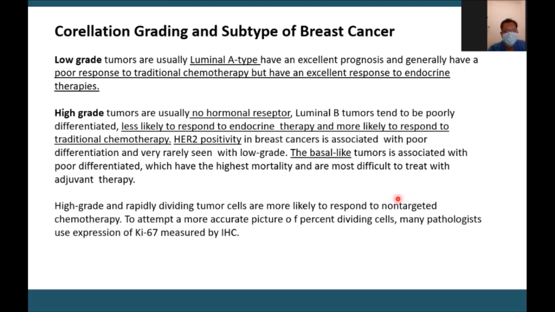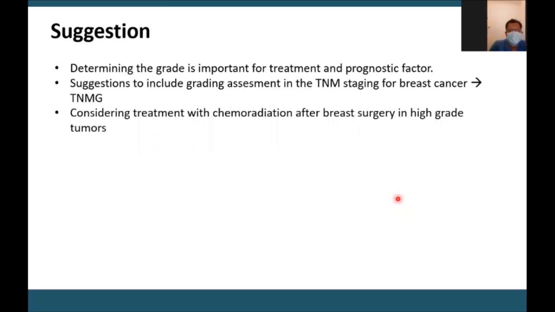And next, the conclusion. From the explanation of all this, I give suggestions. First, determining the grade is important for treatment and as a prognostic factor. Second, I suggest including grading assessment in the TNM staging for breast cancer, like soft tissue tumor TNMG. And third, considering treatment with chemoradiation after breast surgery in high-grade tumors. It means in a higher grade tumor, we must be more aggressive in treatment.